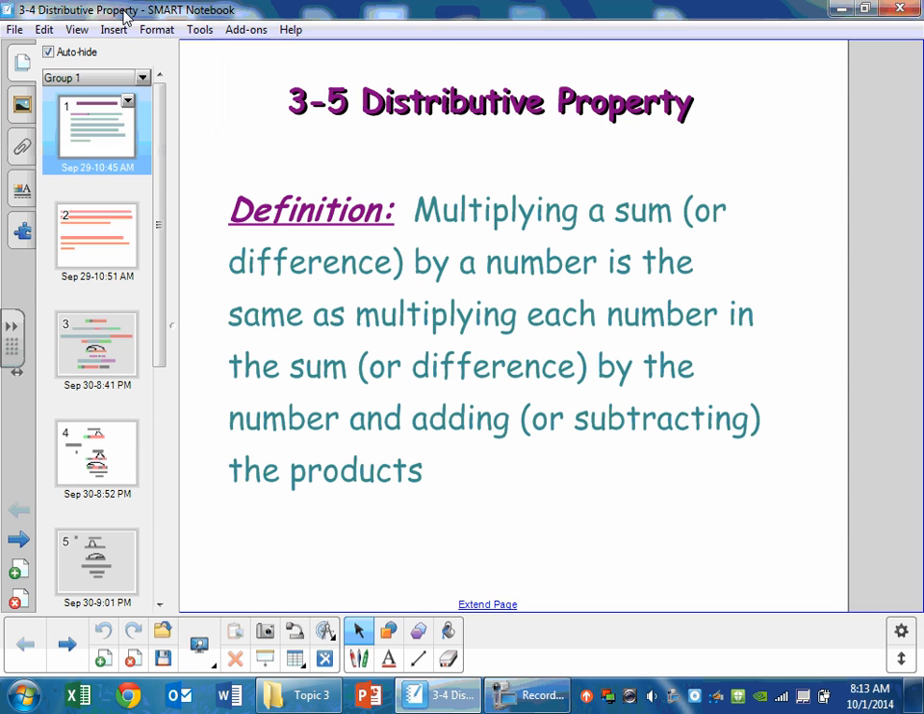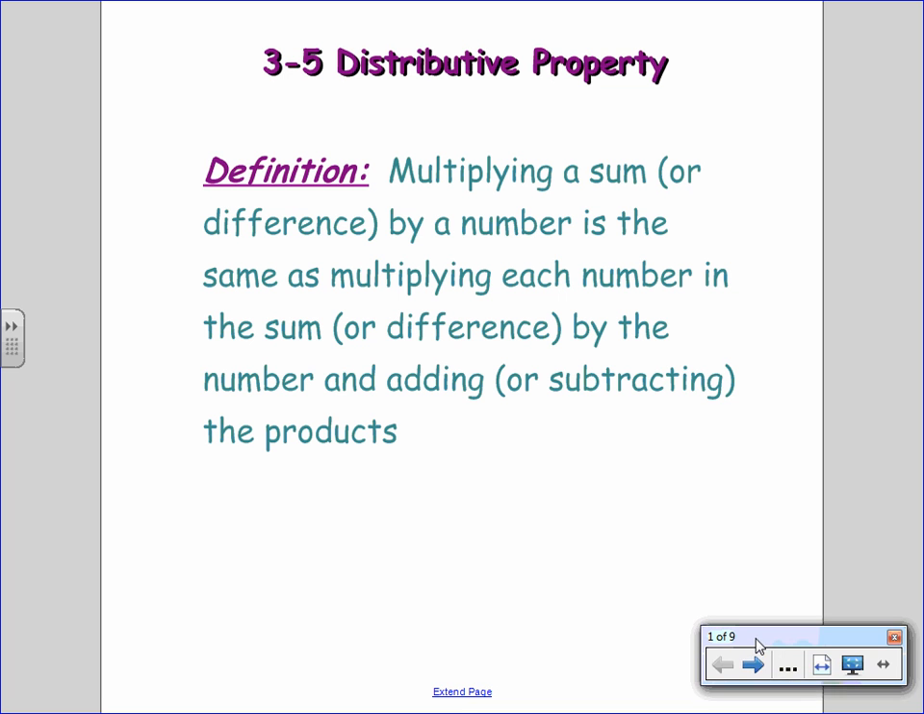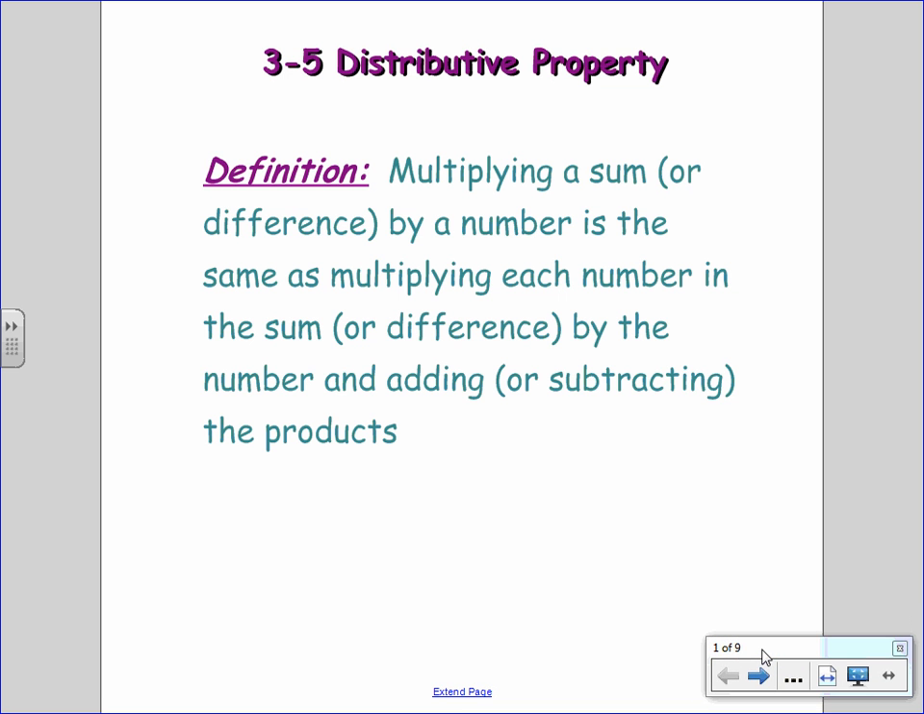All right, today we are going to be talking about the distributive property. And I know you guys have already written down this definition in your Frayer notebook, or you should have, but I just want to go over it again. It is multiplying a sum or difference by a number is the same as multiplying each number in the sum or difference by the number and adding or subtracting the products.